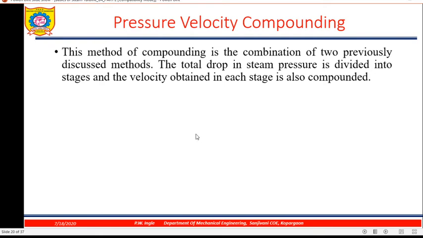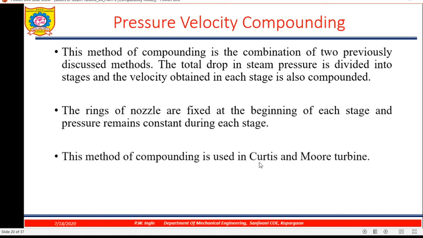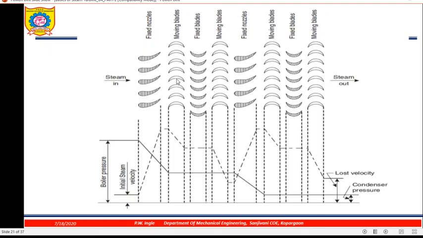Now next is pressure velocity compounding. This method of compounding is the combination of the two previously discussed methods. So here you see it is a combination of pressure and velocity. The rings of nozzles are fixed at the beginning of each stage and pressure remains constant during each stage. This method of compounding is used in Curtis. So you see the diagram directly.